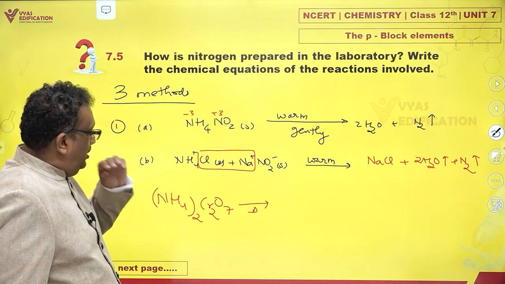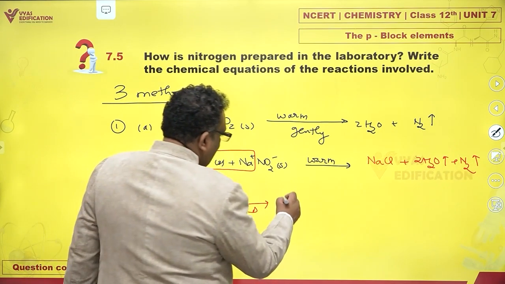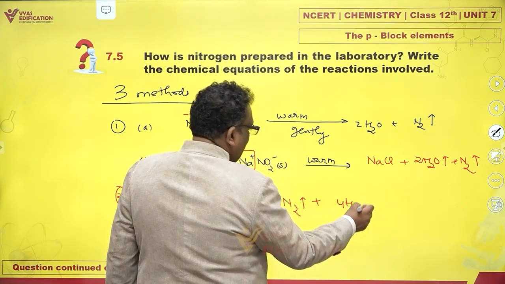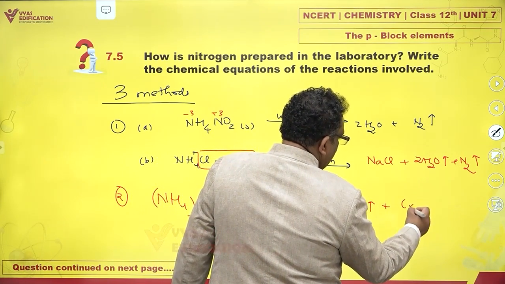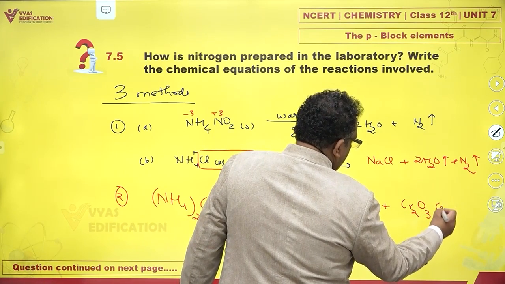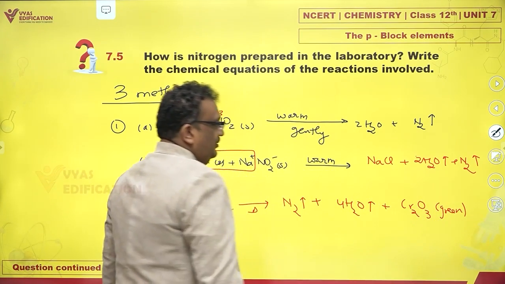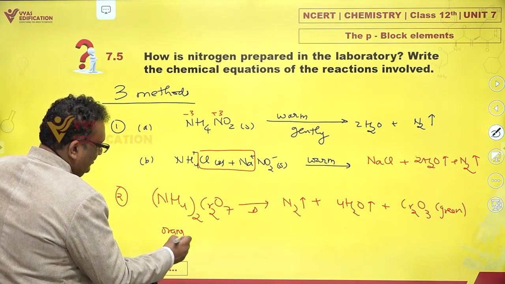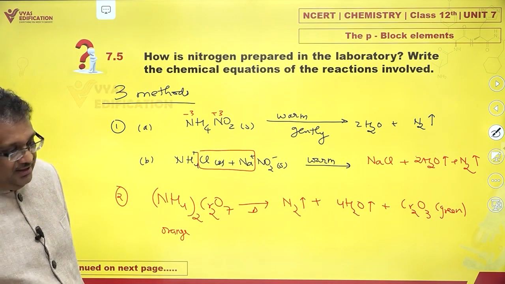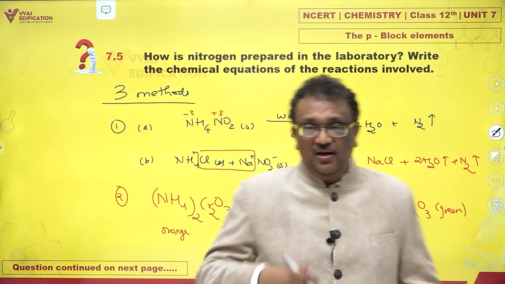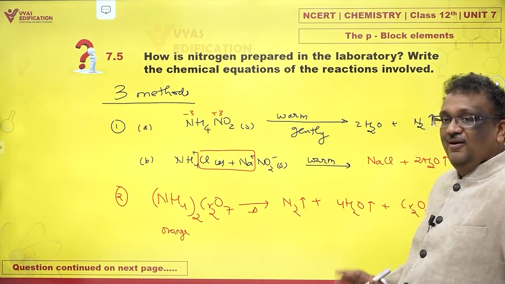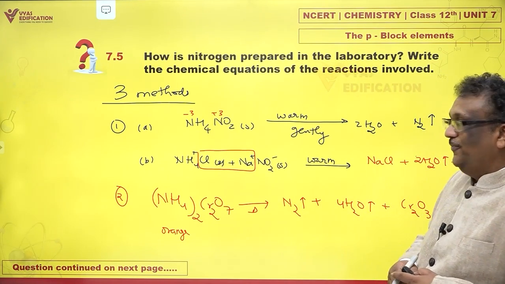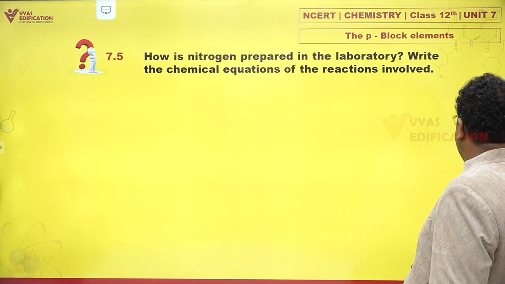And then, what do you get? Of course, you get nitrogen. You get lots and lots of water vapor. And you get green colored Cr2O3, while this is orange in color. Look at the beauty. This orangish thing turns green. It gives you out green colored ash. The classic volcano reaction, ammonium dichromate. That, my dears, is the second method.